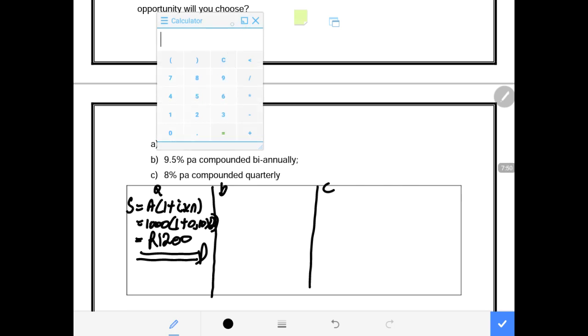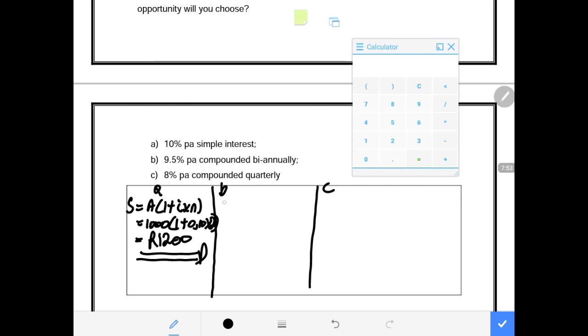Now let's go to compound interest. For compound interest, we put plus minus an amount of 1,000. What is 1,000? 1,000 is the present value. Then our interest is 9.5% divided by 2, which is the number of compounds in a year, biannually, half yearly, meaning 2 times a year. Then this will be our interest. Then our n will be 2 times the number of compounds in a year, which is again 2. So our n, in other words, will be 4.